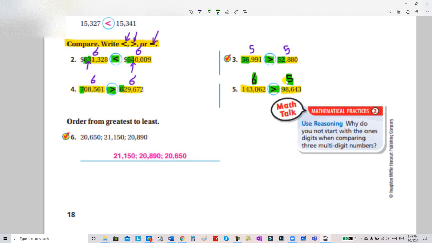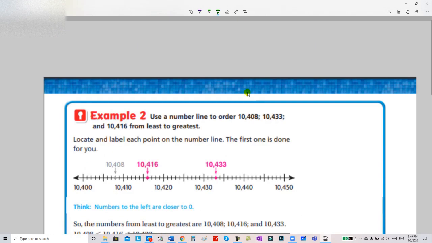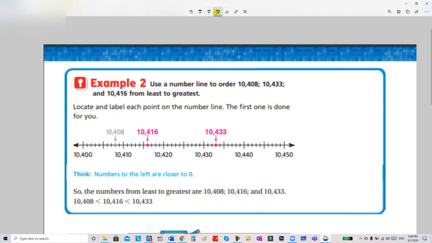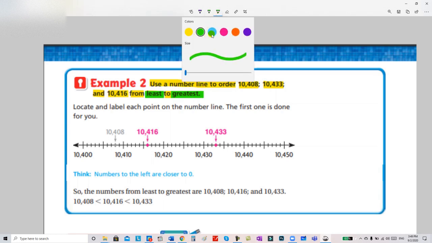Okay, let's move back to this example. Let's read it. Use a number line to order 10,408, 10,433, and 10,416 from least to greatest. So we are going to compare and order these three numbers from least to greatest, using a number line, of course.